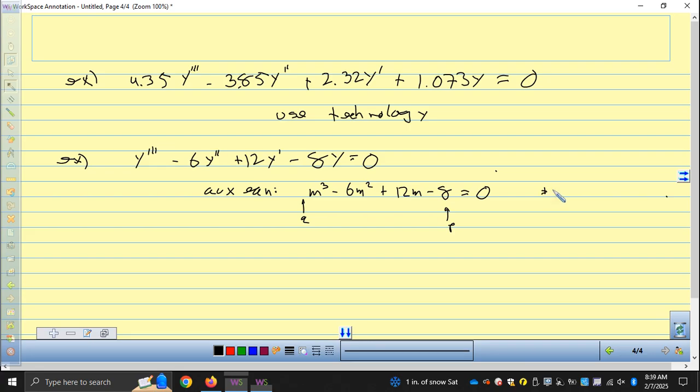Plus or minus p's over plus or minus q's is plus or minus 1, plus or minus 2, plus or minus 4, and plus or minus 8. Descartes' rule of signs: this one has 1, 2, 3 sign changes. So that's 3 or 1 positive.